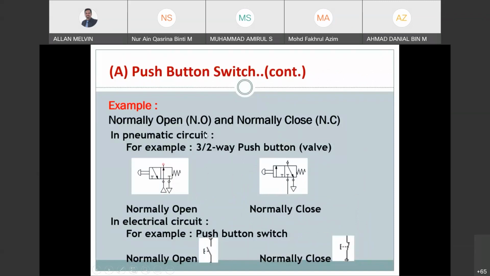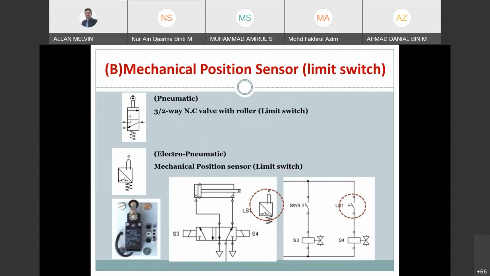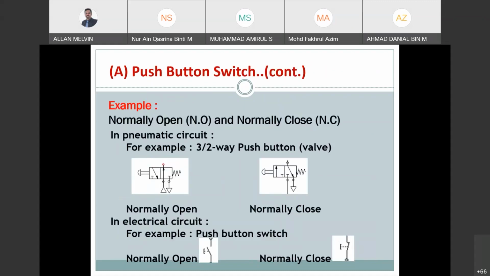So if you see here in pneumatic circuit, normally open means it's always connected. Normally closed means disconnected. But in electrical, normally open means no connection. It's inverted. Electrical normally open means it is disconnected. So don't ask why it is like that. We just accept what is used. Okay, push button. Understand? Any questions?